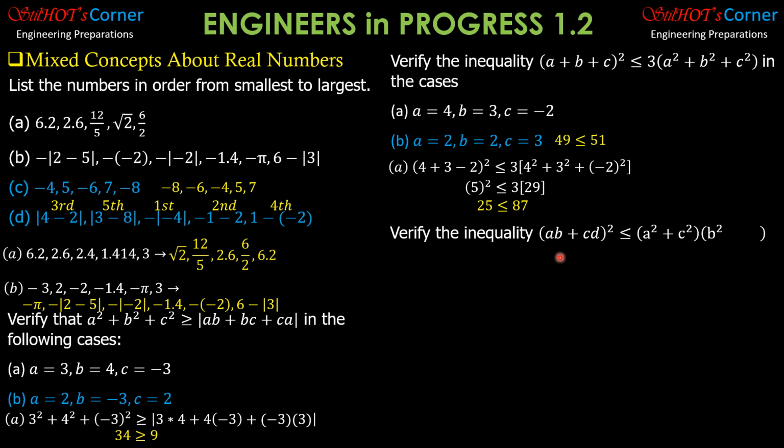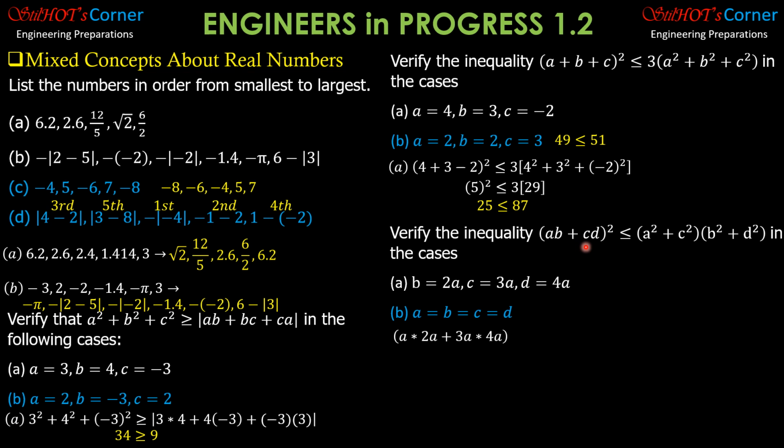Then verify the inequality: the quantity AB plus CD, squared, is less than or equal to the quantity A square plus C square, times B square plus D square, in the case where B is 2A, C is 3A, and D is 4A. And for your part, A equals B equals C equals D. So substitute here. The quantity A times 2A plus 3A times 4A, squared, is less than or equal to A square plus 3A squared, times 2A squared plus 4A squared.